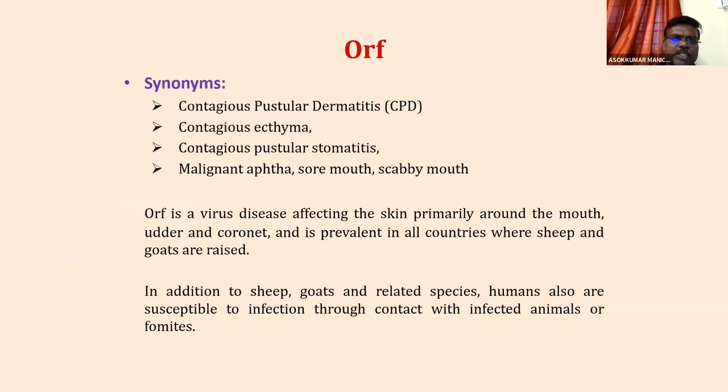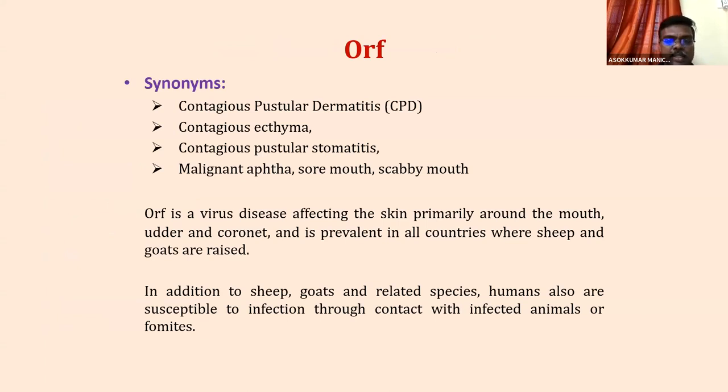It is always there, but there are so many synonyms based on the regional level. People used to call it by different names, like contagious pustular dermatitis, contagious ecthyma, contagious pustular stomatitis, malignant aphthia, sore mouth, scabby mouth. It is a viral disease which primarily affects the skin around the mouth, udder and coronet, and is prevalent in all countries where sheep and goats are raised.